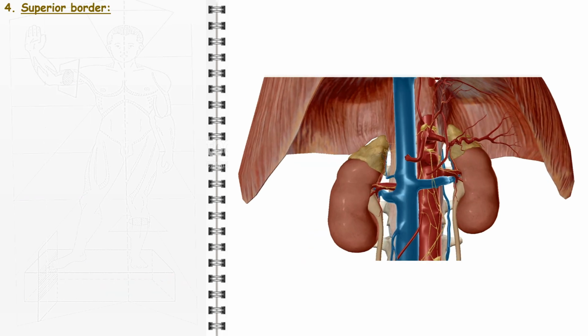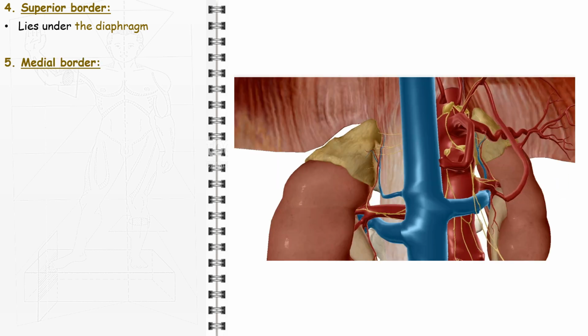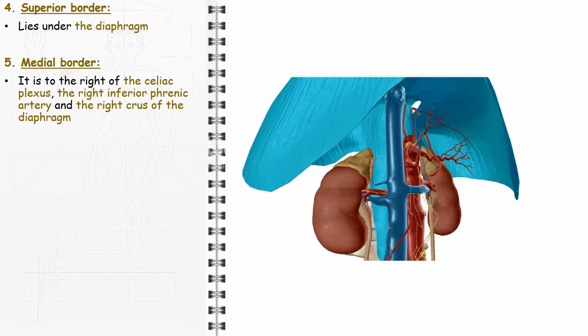The superior border lies under the diaphragm, while the medial border is to the right of the celiac plexus, the right inferior phrenic artery, and the right crus of the diaphragm.